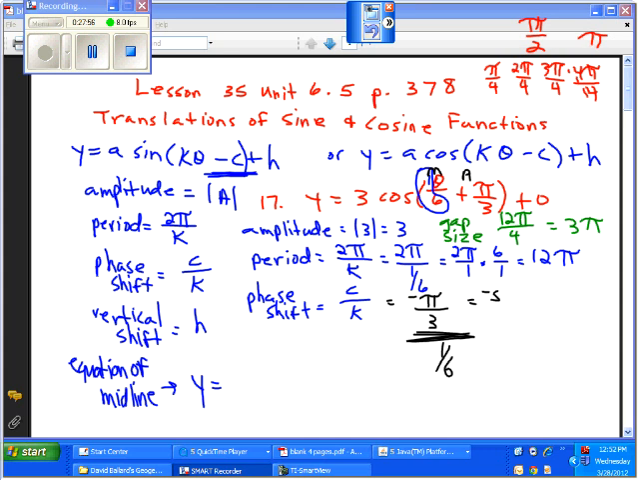To divide by a fraction, you multiply by the reciprocal. 6 and 3 reduce to 6 over 3 is 2, so you're going to get negative 2 pi. So your phase shift is negative 2 pi. That means it shifts to the left 2 pi. Shifts to the left 2 pi.